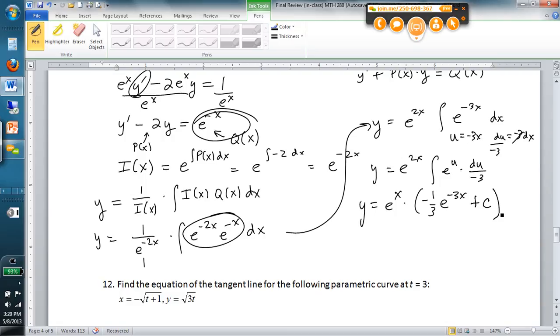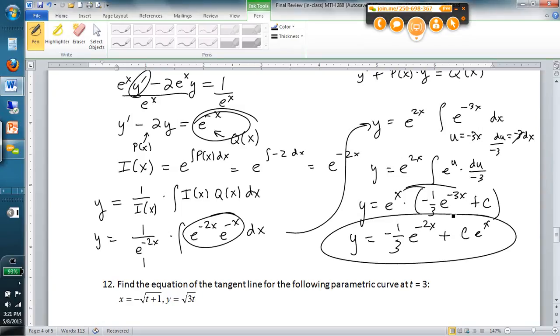And then you just clean this up, multiply that in. Y equals, see, negative 1/3 e to the x times e to the minus 3x. Add those, be e to the minus 2x. And then e to the x times c, or c e to the x. Those are my solutions. And this is a family of solutions because the c can be any number. So any number for c would satisfy this differential equation. If I plugged in that for y and y prime back in the original equation, any of those would work.